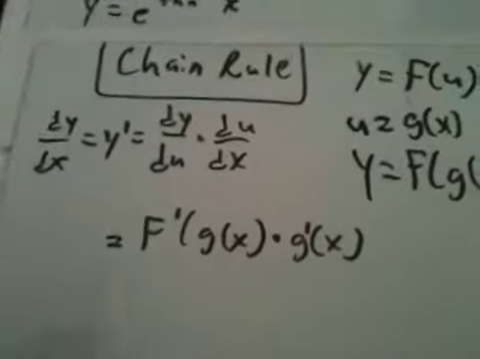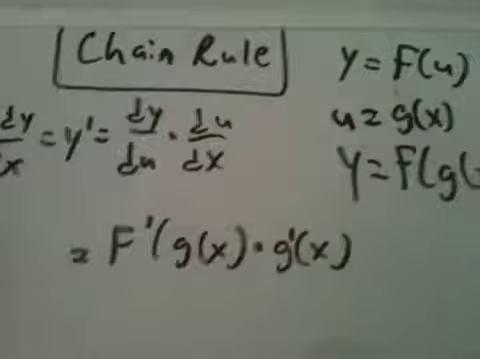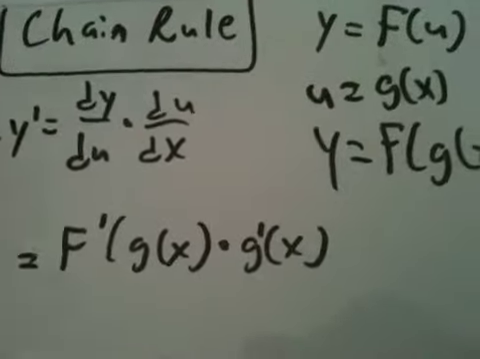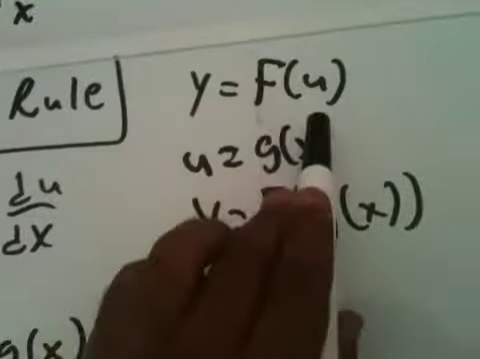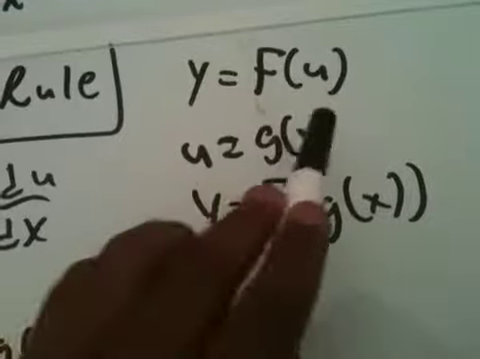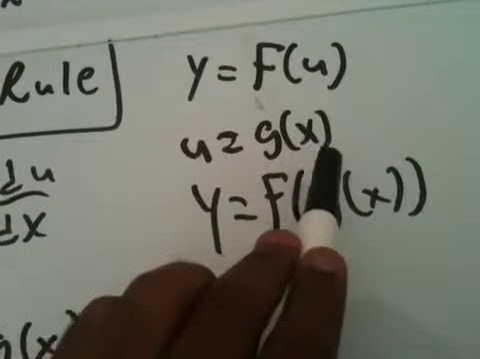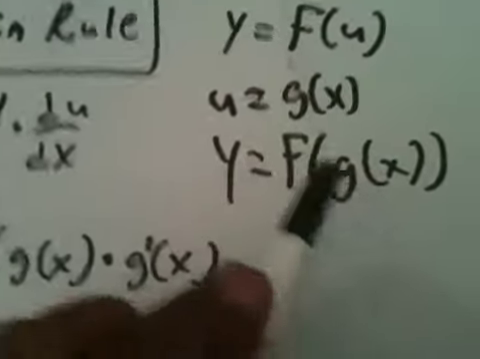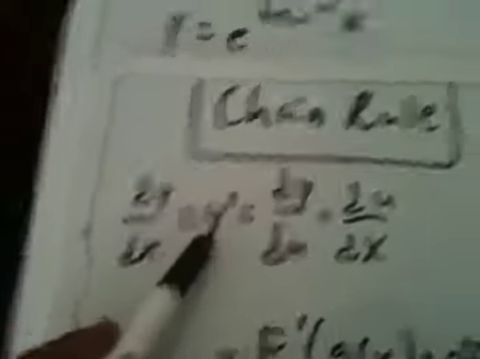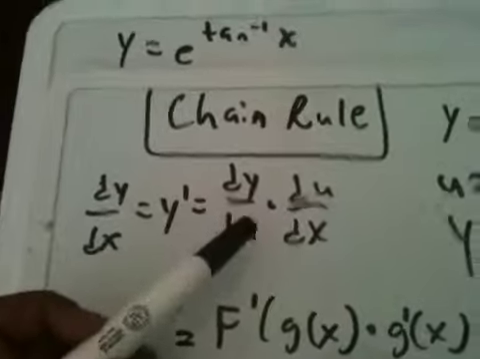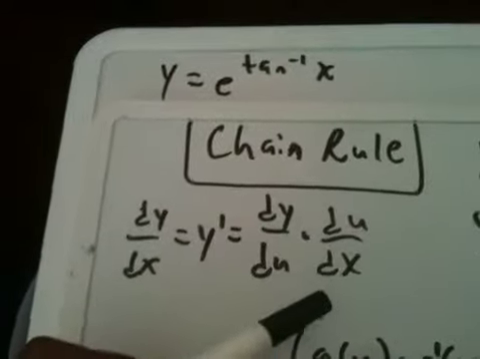Alright, in this video we're going to talk about the chain rule, which is the way to take the derivative of a composite function. So let's say that we have a function y, and it's a function of u. Y is a function of u, and that u is a function of x. So we can rewrite y as f of g of x. And to take the derivative, which is dy/dx, or alternatively y prime, we take the derivative of y with respect to u and multiply that by the derivative of u with respect to x.